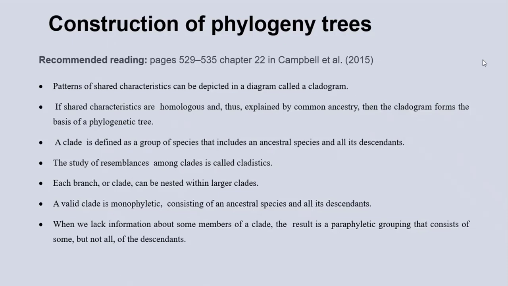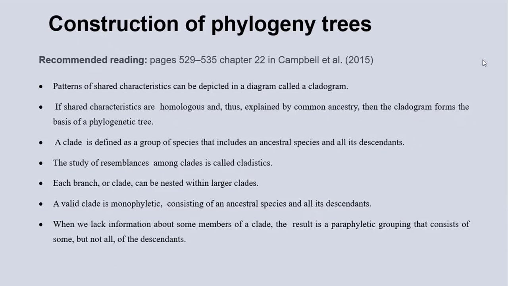The study of resemblance among clades is called cladistics. So cladistics is when we talk about resemblance among the clades, not among the species. That's the detail, that's the trick your lecturer might use. If he says resemblance among the species, it's a whole different thing, because the species are within the clades. But if we're talking about cladistics, we're talking about the resemblance of the clades.